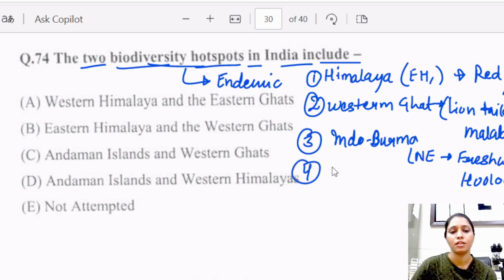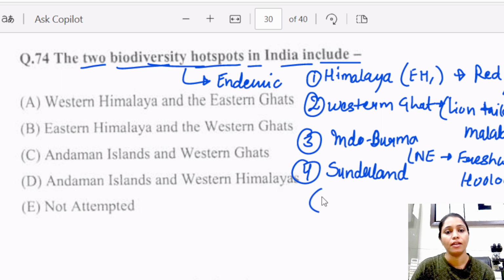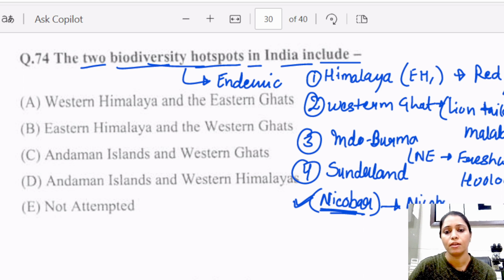Another biodiversity hotspot is Sundaland. In this region, the Nicobar Islands of India are included. Please focus on this: Andaman is not included in this region. Only the Nicobar Islands are included. These are special for Nicobar pigeons. So this is the most important information.